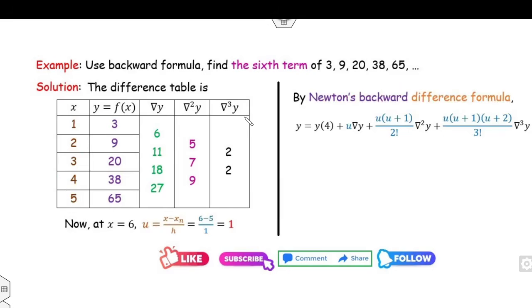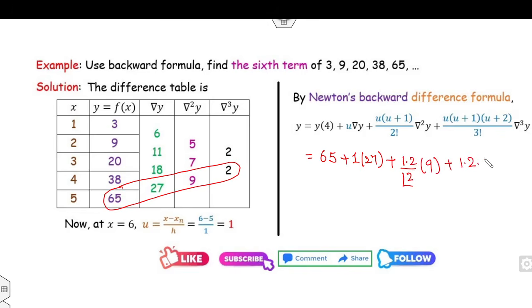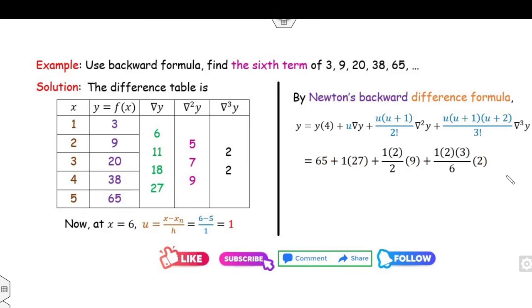Then I can use the third difference table, substitute this value by using the last row. So this number is 65. u is my 1 into 27. u is my 1 into 2 over 2 factorial of 9. This is the 1, 2 into 3, 3 factorial of 2. Now you can solve this value. It will be cancelled out. 3, 6 cancel out. So that's 65, 27, 9 and 2. After the calculation, you will get 103.